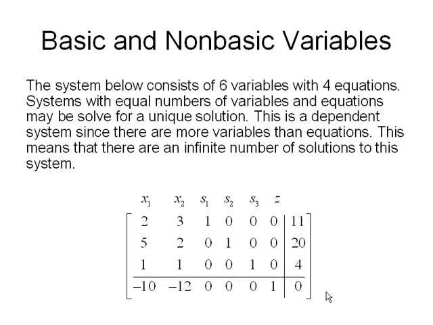It's like I have a bunch of rows of zeros here, and because I have more variables than equations, what this tells me is that there's an infinite number of solutions to this system, and I need a way of figuring out how one of those infinite solutions corresponds to my corner points. And to do that, I'm going to use basic and non-basic variables. So let me show you how that works.